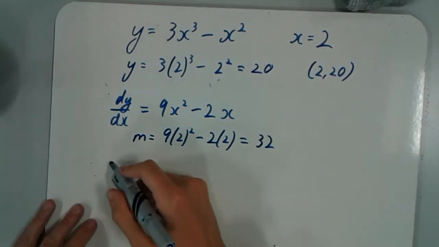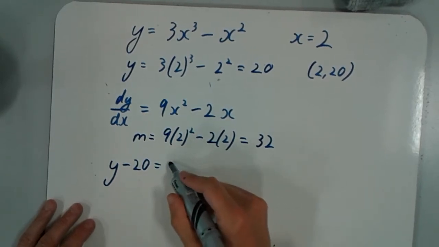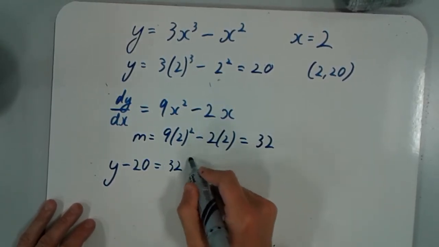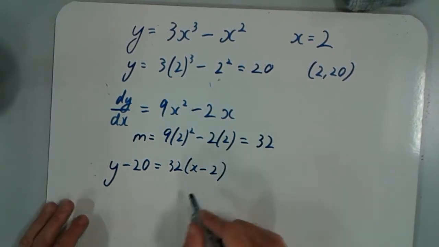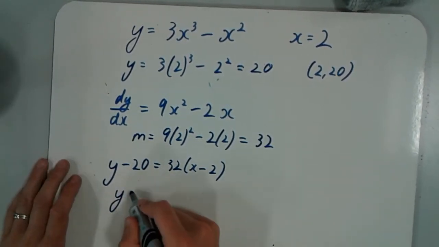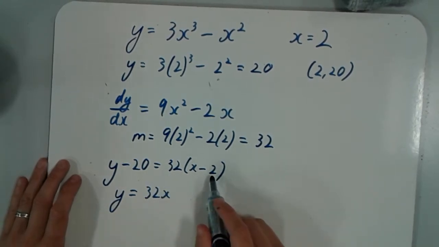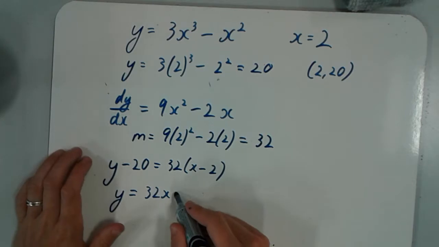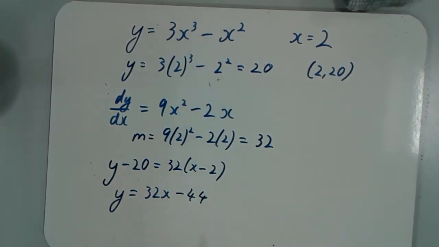32 as our gradient. y minus the y coordinate is equal to the gradient times our change in x. Simplifying this out gives me y is equal to 32x, that's minus 64 plus 20 is minus 44. I have the equation of my line, y equals 32x minus 44, and that's the equation of my tangent.